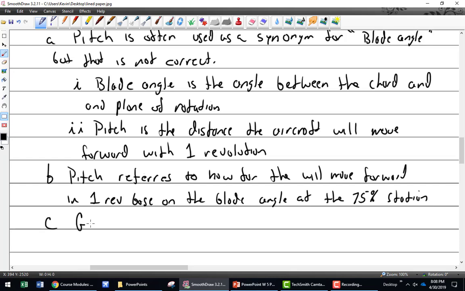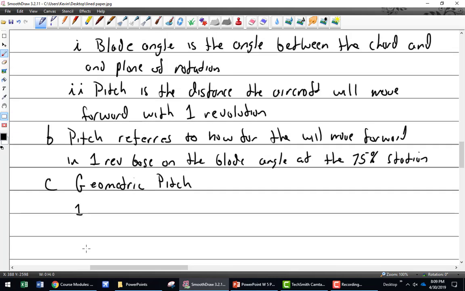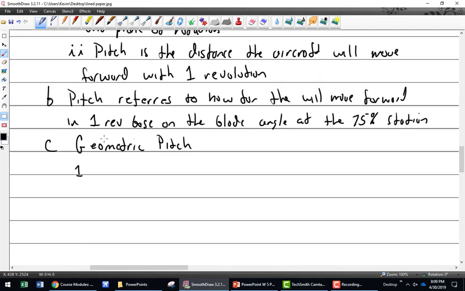So let's talk about this. We have 2 different terms: geometric pitch. The geometric pitch is the theoretical distance. So in a perfect world, that's exactly how far it would go. The theoretical distance an element of a prop would move forward in 1 revolution if it were moving along a helix having an equal angle to the blade angle. Linear and measured in inches.